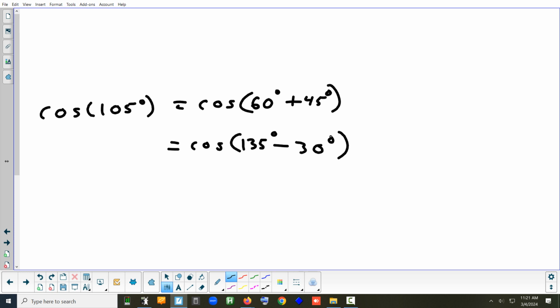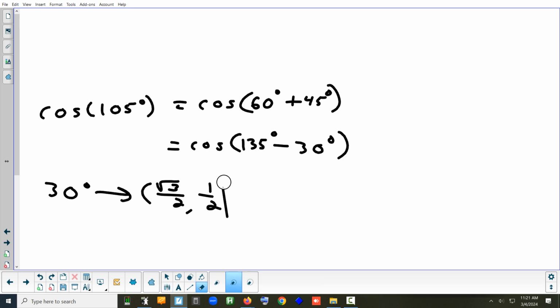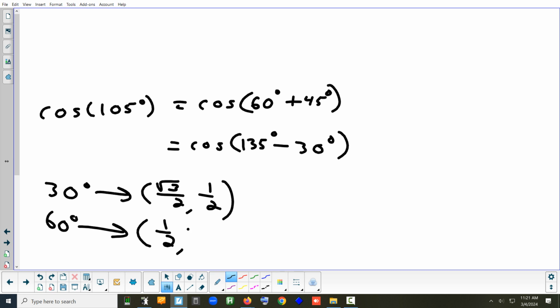Now, we didn't talk about the coordinate for 60. We did 30. 30 degrees was root 3 over 2, 1/2. Does anybody remember what the coordinate is for 60? You flip it. So it's 1/2, root 3 over 2. Okay, so that takes care of the coordinate for 60. We already had the coordinate for 45, and we already did the coordinate for 30.